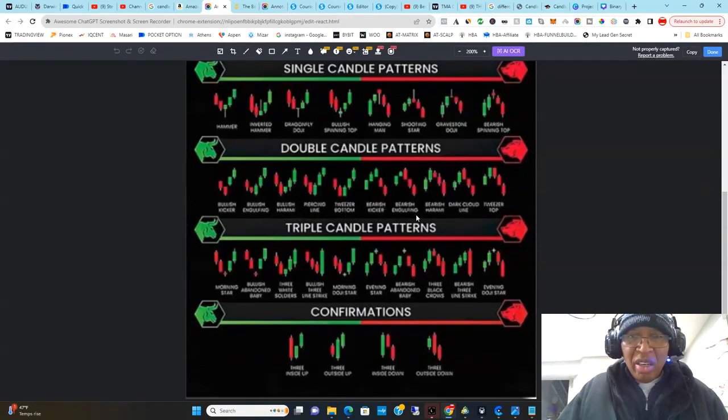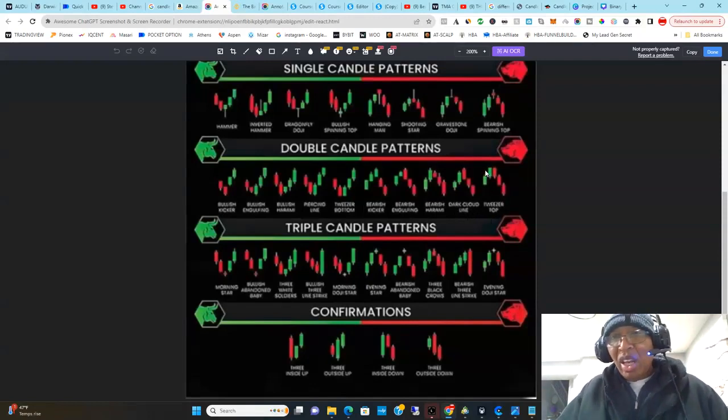Bearish engulfing here. Bearish kicker. Bearish harami. Dark cloud line. We have the tweezer top. Again, you can see that. Tweezer top means they're flat bottoms. Flat bottoms at the top there. You can see the flat tops, and they start going down.